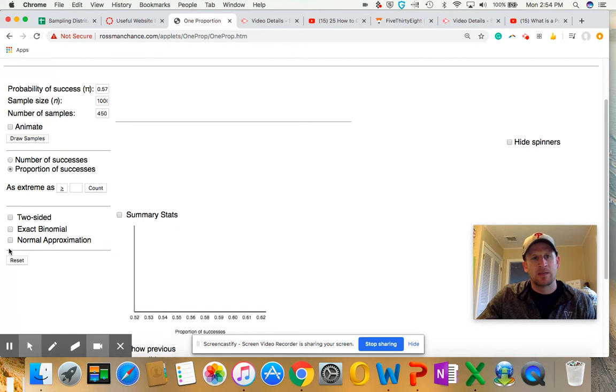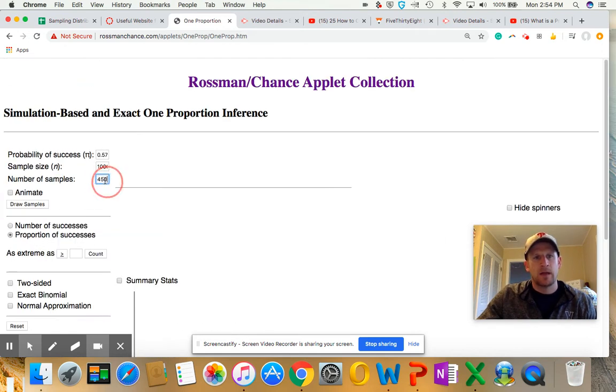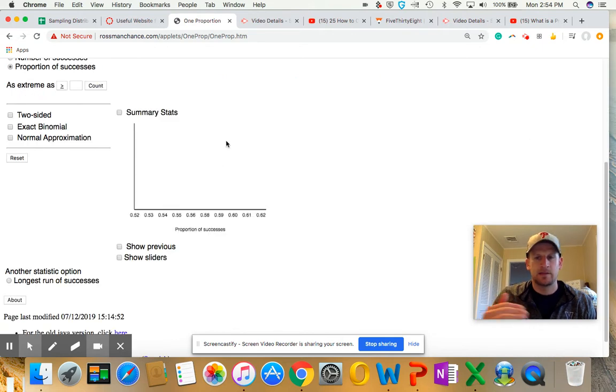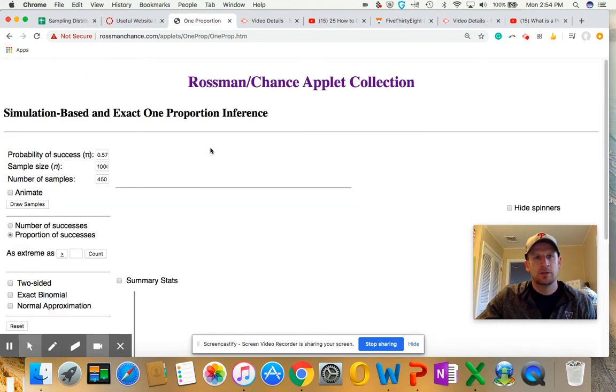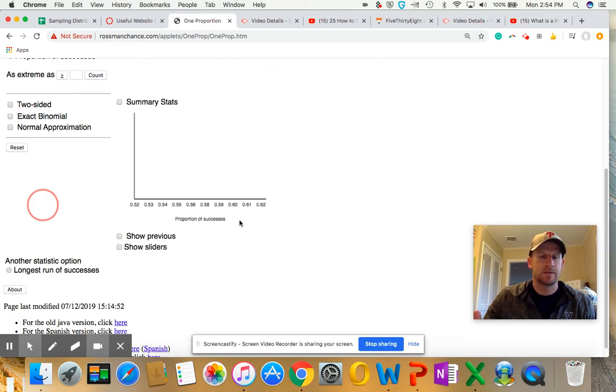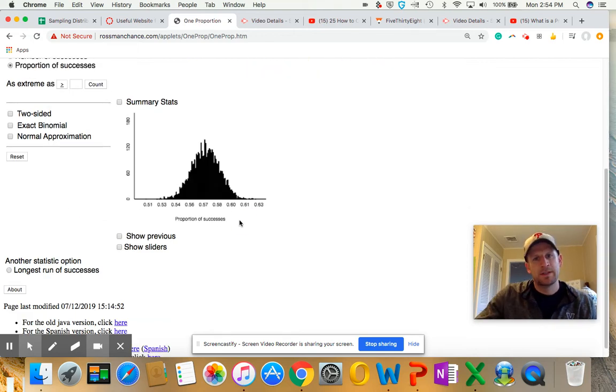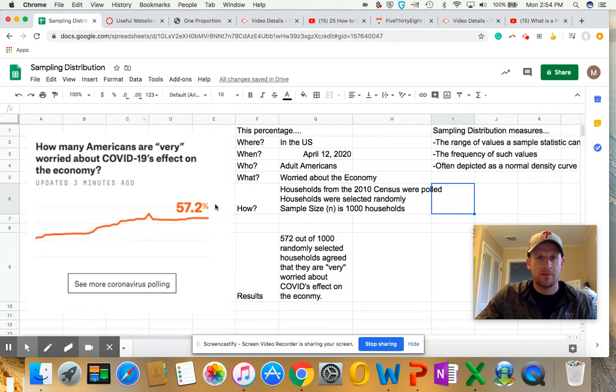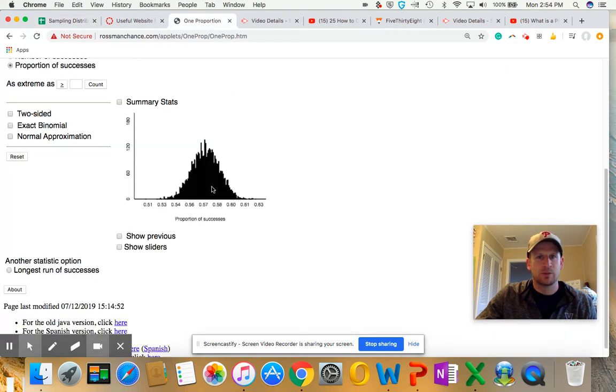Leave the normal approximation off for now, but if we've done everything correctly, we should notice that it takes on a roughly normal distribution. So let's click on Draw Samples and see what comes up. It's going to take a little bit of time. But notice how, again, we see a roughly normal distribution, a normal curve that is centered at, you guessed it, 57.2%. So we're in good shape.